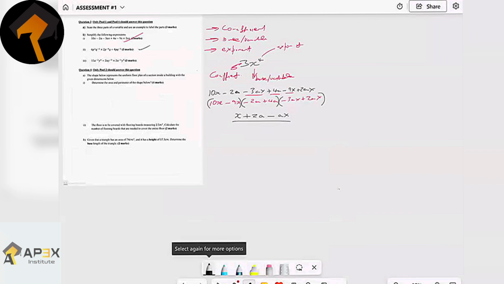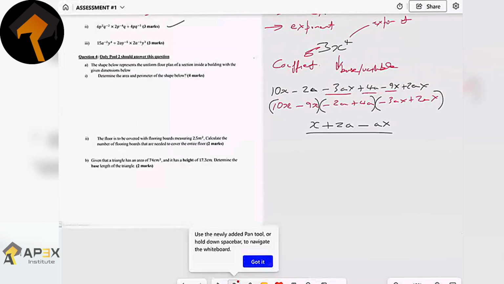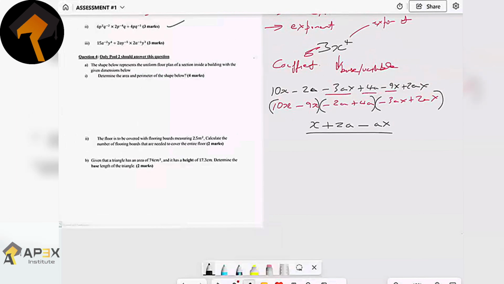So I think we are back at it, guys. Here we go, zooming up here. So now we're ending up with 6p to the 2, q to the minus 2, multiplied by 2p to the minus 4, q, divided by 4p, q to the minus 1.